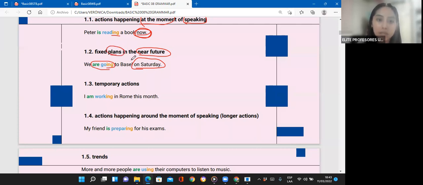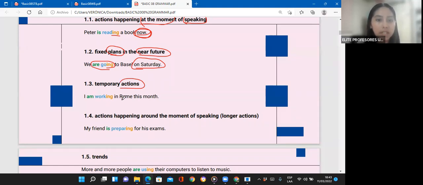Algo que estás planeando hacer en el futuro. Okay, we are going to Basel, or we are going to watch, I don't know, Spider-Man, Batman, to the cinema on Saturday. Okay, plans.